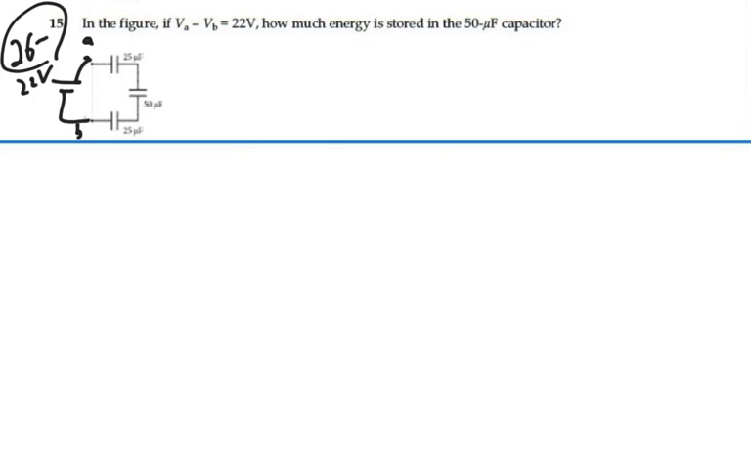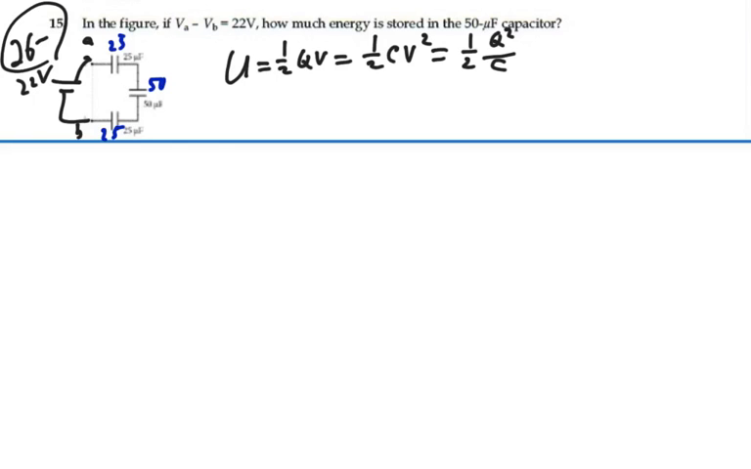So we have 22 volts across the series combination of the 25 microfarads, the 50 microfarads, and the 25 microfarads. Okay, we want to find the energy stored in the 50 microfarad capacitor. Now our formula for energy looks like this. It's 1/2 Q times V, or 1/2 CV squared, or 1/2 Q squared over C.